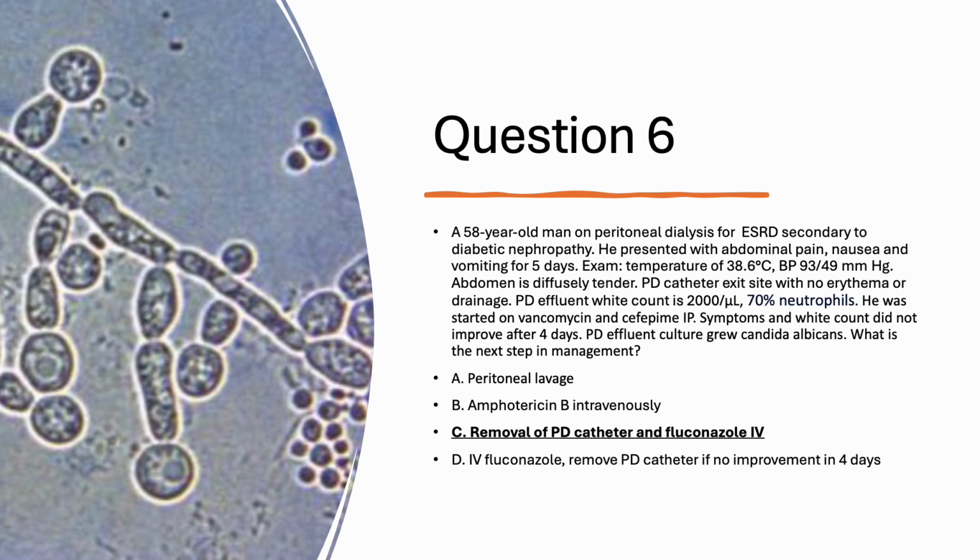Peritoneal lavage, yeah, that's nice. You can do it in addition to catheter removal when they're removing the catheter. Amphotericin B intravenously also would work for Candida, but is not enough. Option D, intravenous fluconazole, and then remove the catheter after 4 days. Well, the patient may not be around then, so that's too late. So the answer is C.